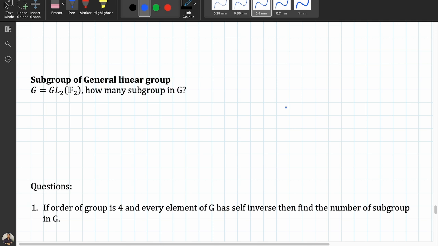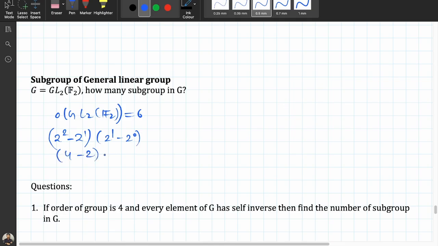If G is equal to general linear group GL(2, 2), how many subgroups of G are there? What is the order of this group? The order of this group is 6. How will you find the order? It is very simple: (2 power 2 minus 2 power 1) times (2 power 2 minus 2 power 0). This is 4 minus 2, and 4 minus 1, which is 2 into 3. The order is 6, so I can write it as Z6 or S3.